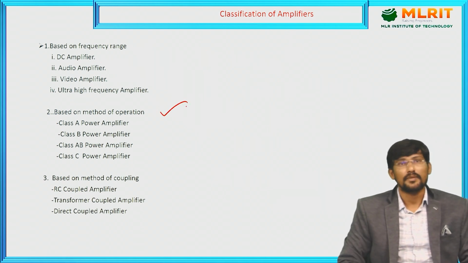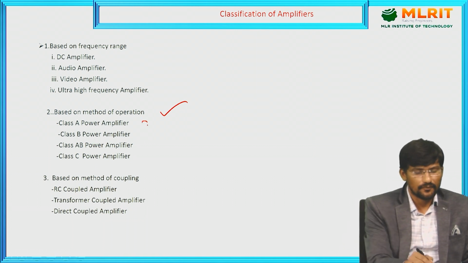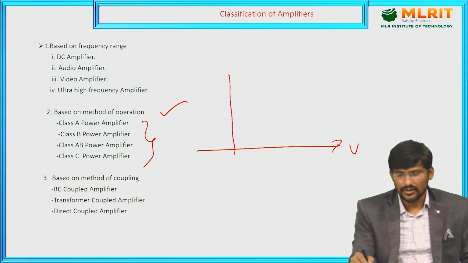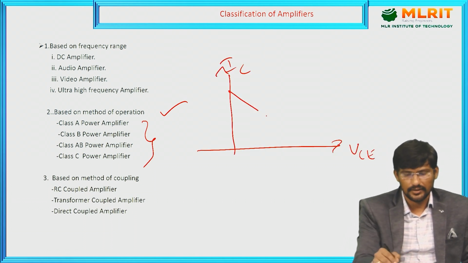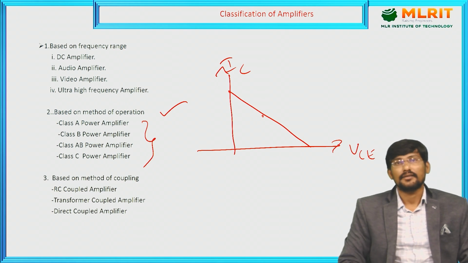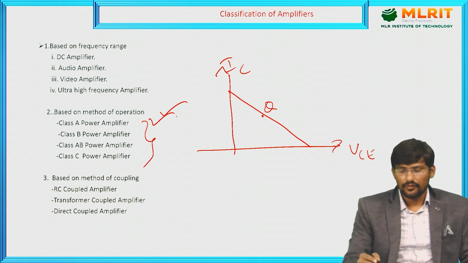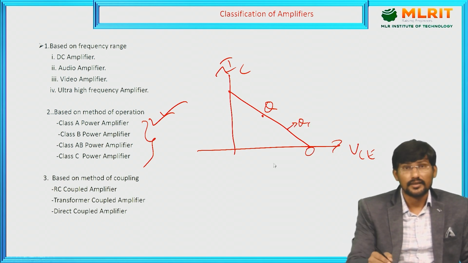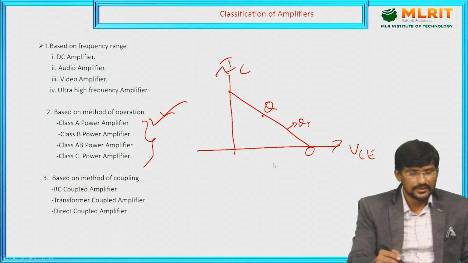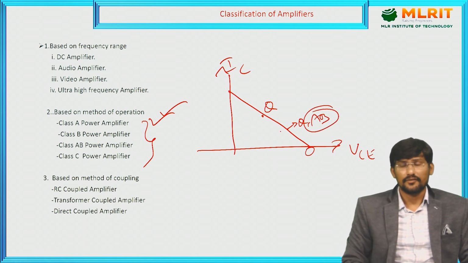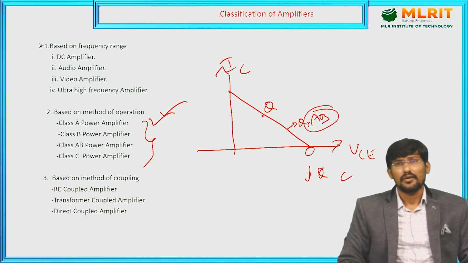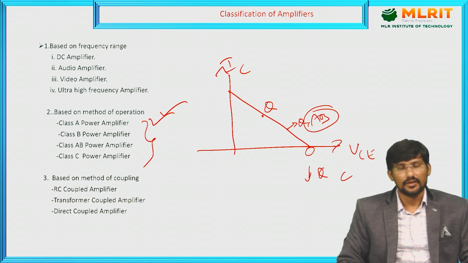Next comes the classification based on operation. Based on the DC operating point, we have 4 types of amplifiers: class A, B, AB and C. Now we have the output characteristics of a common emitter amplifier. If you take the operating point, the quiescent point, exactly at the middle of the load line, that comes under class A power amplifier. If you take the Q point on the x-axis, that is class B. If you take the Q point between the center of the load line and the x-axis, it is called class AB. And if you take the Q point below the x-axis, it is called class C power amplifier. We will discuss power amplifiers extensively in the second chapter.